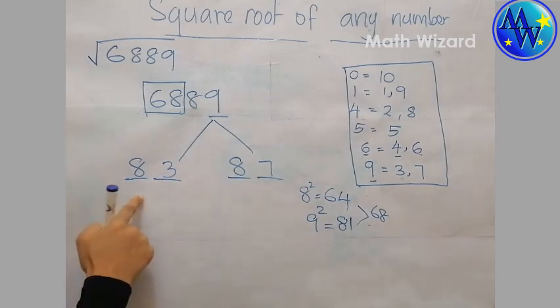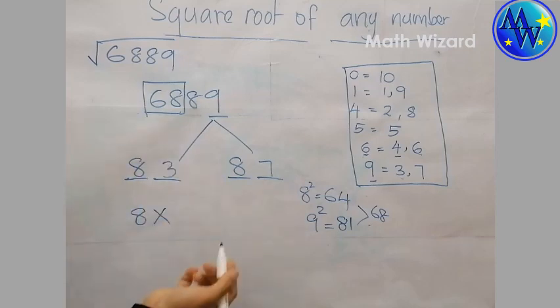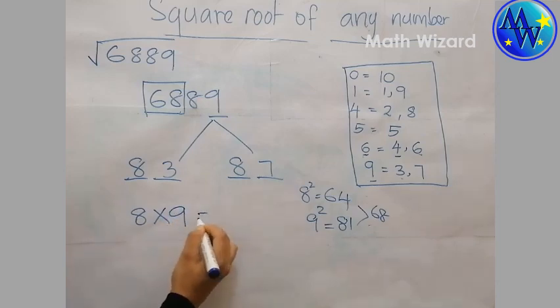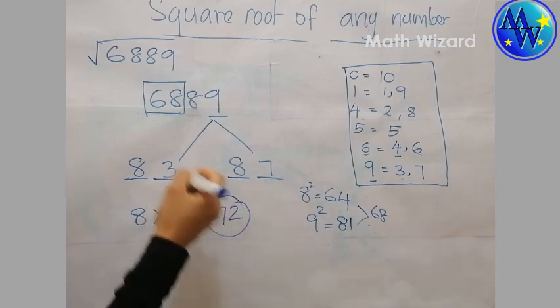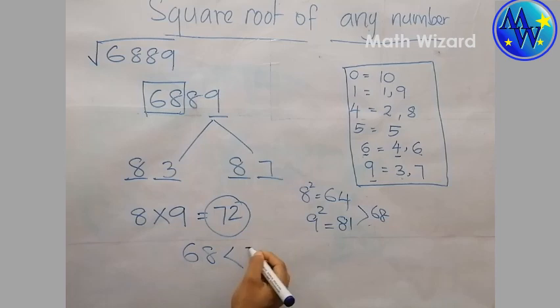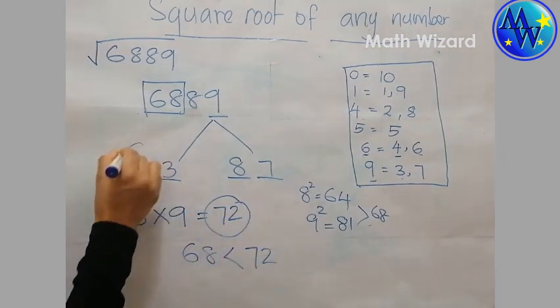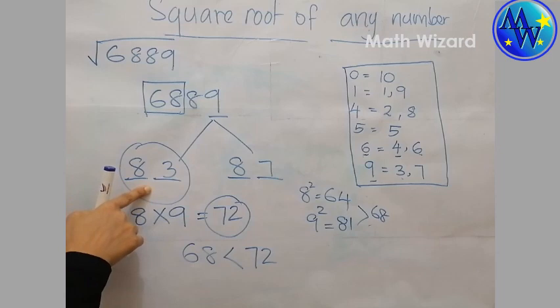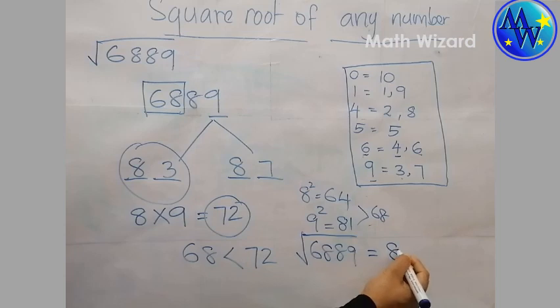Now for confirming the second digit, multiply the first digit 8 and the number after 8, which is 9. 8 times 9 is 72. The product of these two is 72 and our first two digits are 68. We know 68 is smaller than 72. If the number is smaller than our product, we will choose the small number. Here the small number is 83. So the square root of 6889 equals 83. Okay, easy, right?